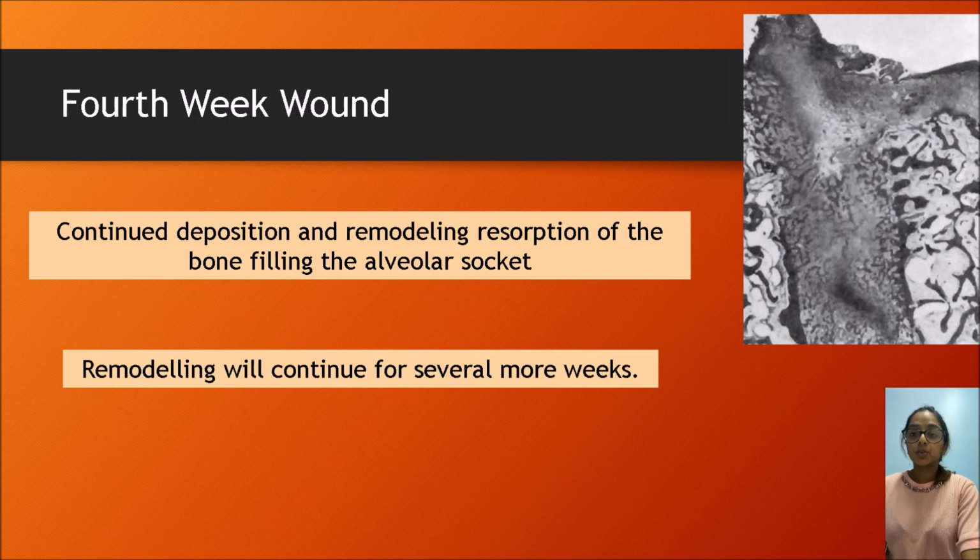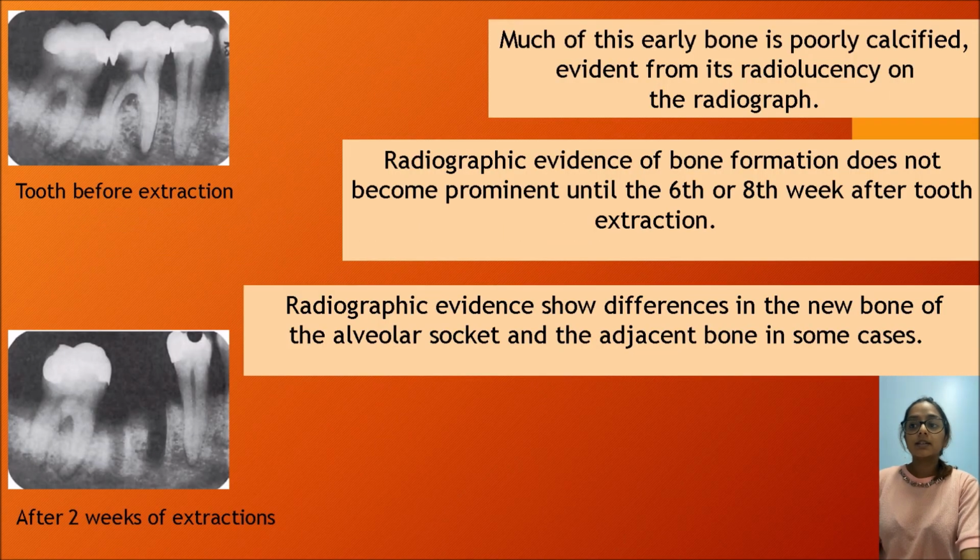Finally would be the fourth week of the extraction wound, where there will be continued deposition and remodeling resorption of the bone filling the alveolar socket. Remodeling will continue up to several weeks. However, radiographically, there is evidence from its radiolucency where early bone is poorly calcified. The radiographic evidence of bone formation does not become prominent until the 6th or 8th week after tooth extraction. Radiographic evidence will show differences in the new bone of the alveolar socket and the adjacent bone in some cases.